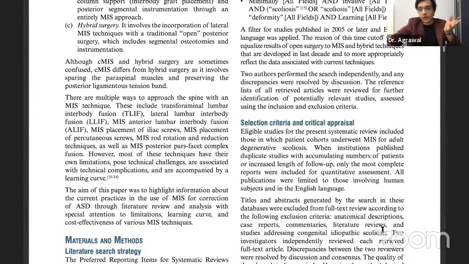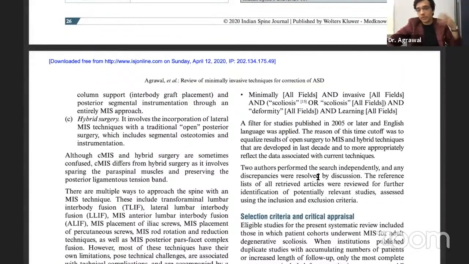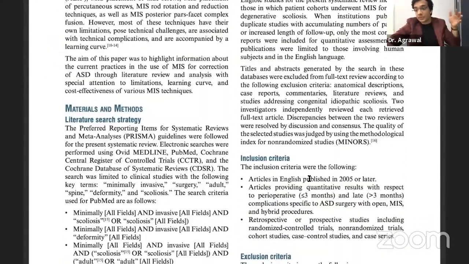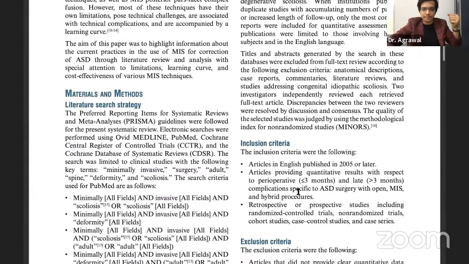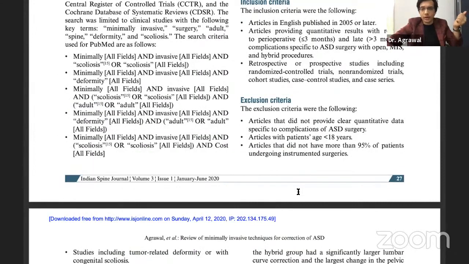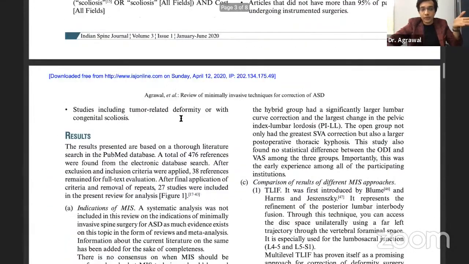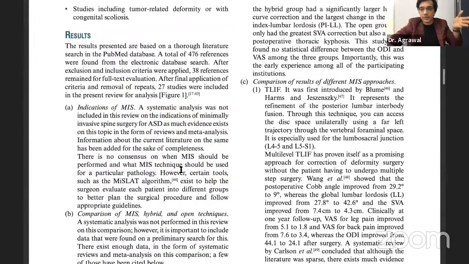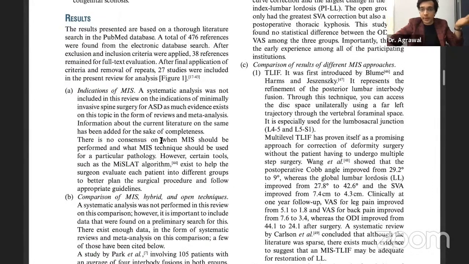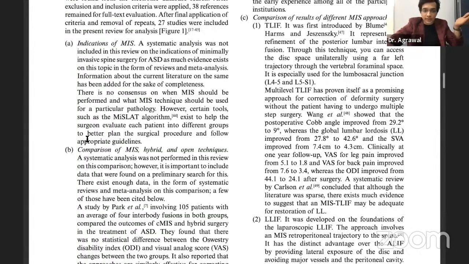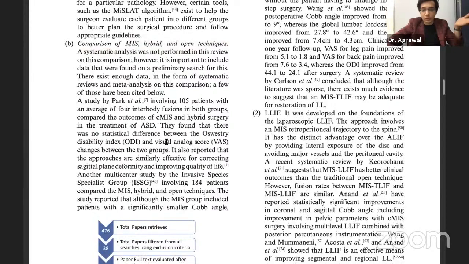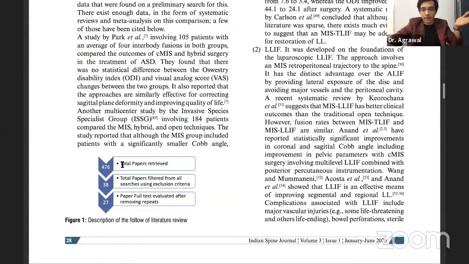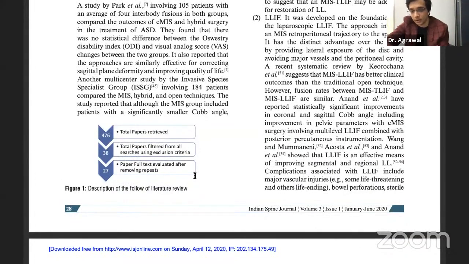And the selection criteria, because you're never going to turn up with just 10 papers, you're going to turn up with hundreds of papers. Then you have to select a few from them. You have to explain why you selected them, any exclusion criteria that you had, why you excluded them, the results you found, so indications of MIS, what the papers are saying about MIS, what the current understanding is of indications of minimally invasive surgery, what the comparison is of hybrid open techniques compared to the minimally invasive surgery in spine. You have to give a description of the flow of literature. So we had 476 total papers reviewed, 38 were filtered, and 27 full texts were evaluated after removing the repeats.